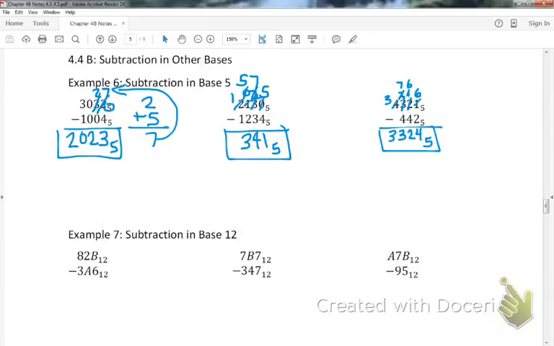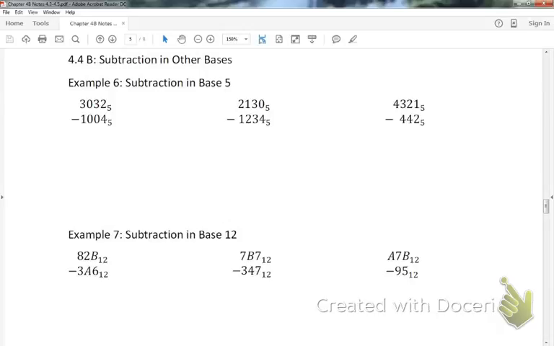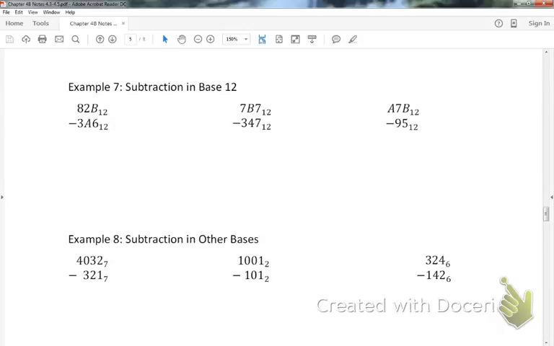Now we're going to look at subtraction in base 12. So this one gets even a little more tricky, right? Because in base 12, we have letters. So keep in mind what your letters represent. Okay, and so what we're going to look at here, let me really quickly get this so that you guys will be able to see this a little better.